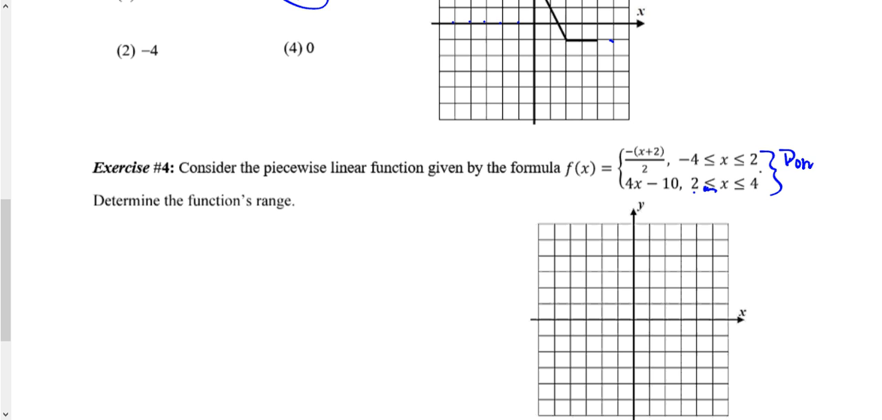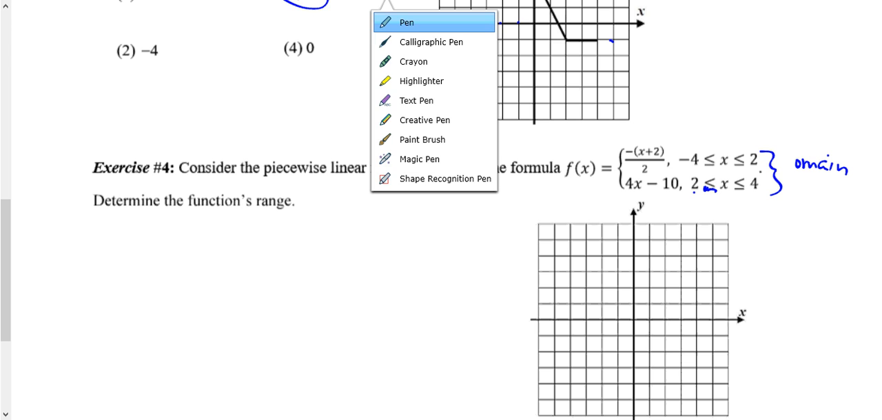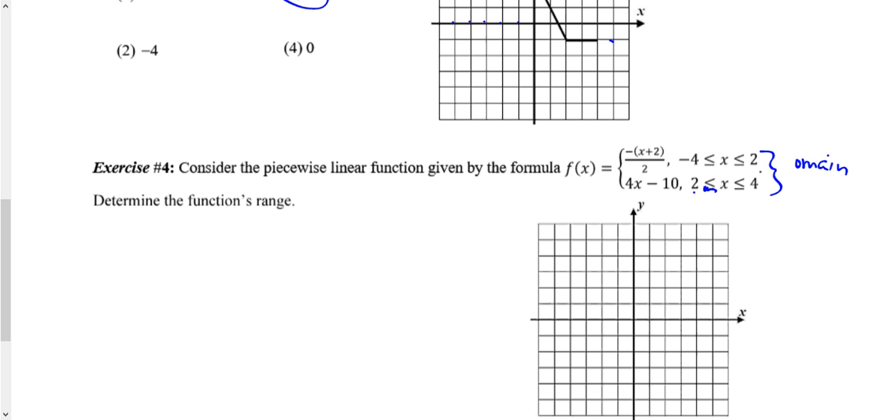It's a D. I don't want it to look like pomain because I know someone will get confused. D. Okay? So when you see these intervals with x's in it, you could also call that a domain. And each one of these pieces of our piecewise function has its own domain, doesn't it? Okay? So we need to find the range. The range is all the outputs, right?